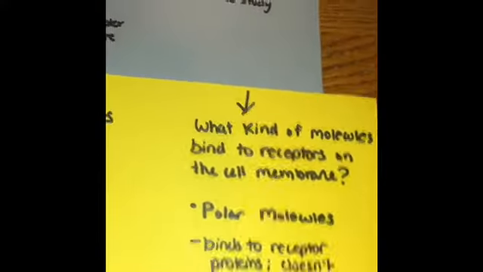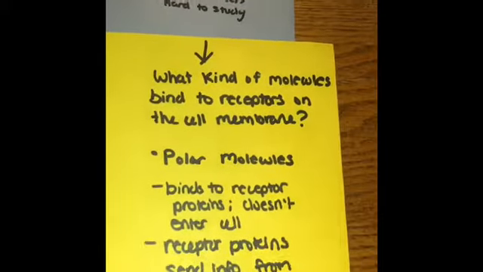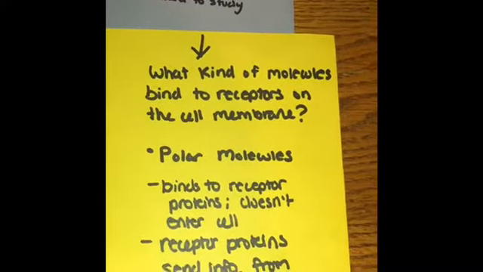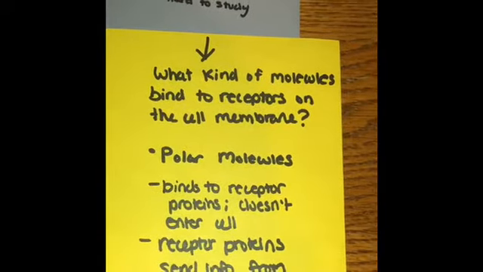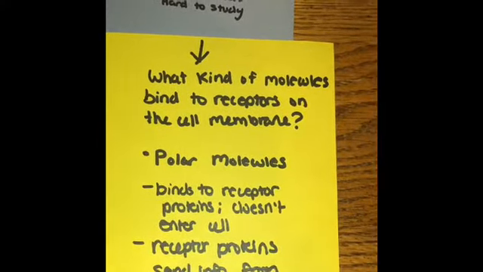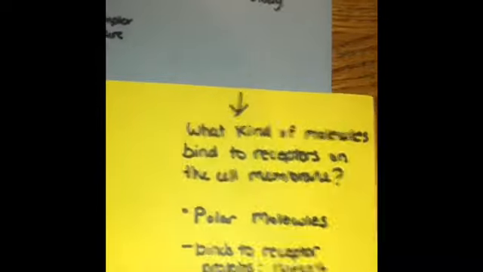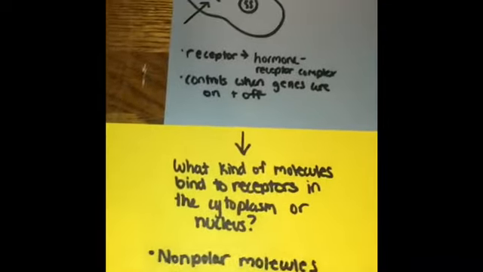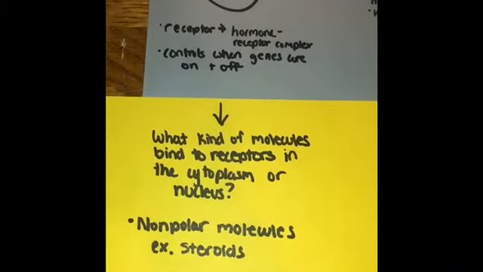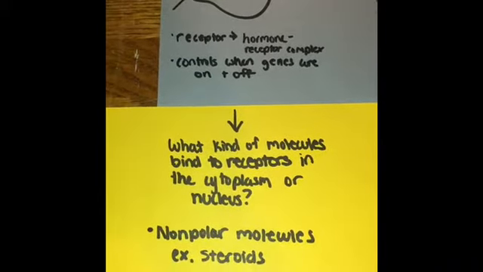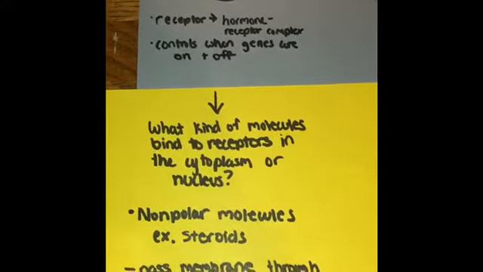So what kind of molecules bind to each receptor? For cell surface receptors, polar molecules bind to them. They bind to receptor proteins and they don't enter the cell. Receptor proteins send information from outside the cell to inside. For intracellular receptors, nonpolar molecules bind to the receptors. For example, steroids. They pass the membrane through diffusion.